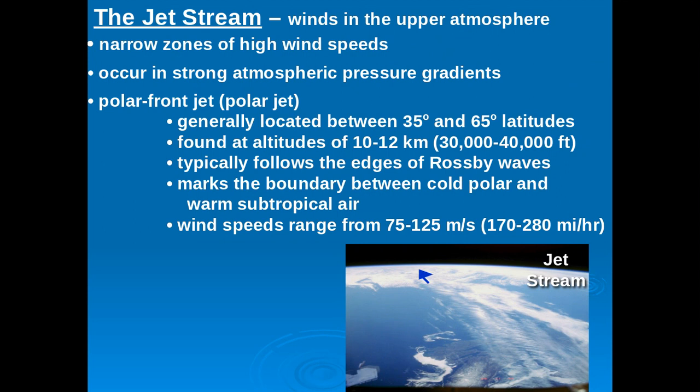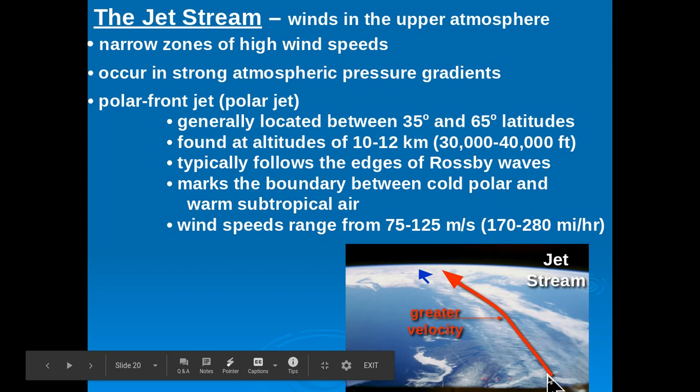Generally, these jet streams are located in the mid-latitudes on the Earth, 35 to 65 degrees latitude. Again, they're found up in the stratosphere at about 30,000 to 40,000 feet. Wind speeds range from about 170 to 280 miles an hour. And if you look down here at the bottom of the slide, you can see where this arrow indicates a jet stream, this narrow band of wind. And so these jet streams move awful fast.